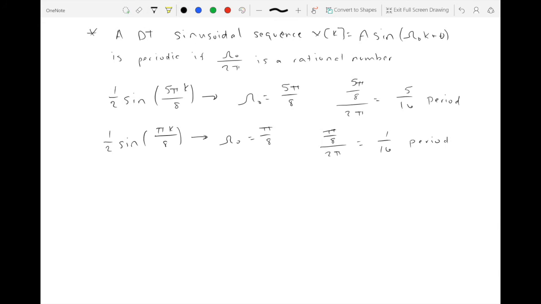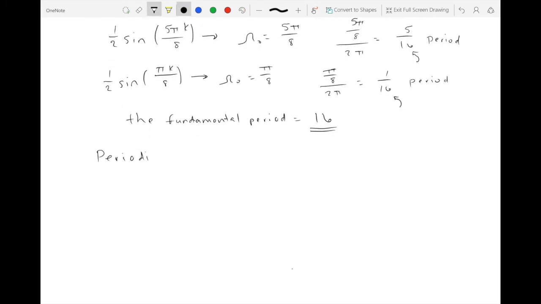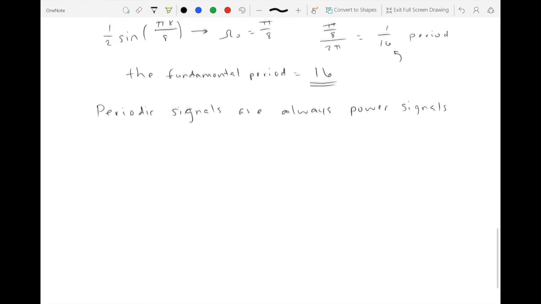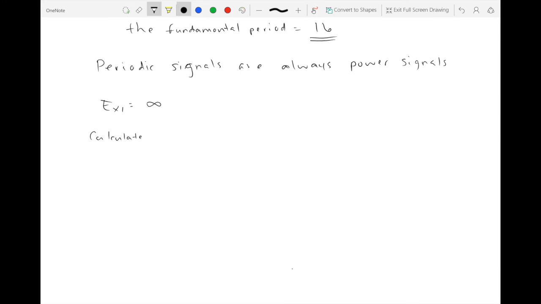So now we can find the fundamental period. And that's just going to be equal to 16 because of these two denominators. So since 16 is a rational number, we can say that this is a periodic signal, and periodic signals are always power signals. So knowing that this is a power signal, we can go ahead and assume that the energy is infinite, and then we can go into calculating power.